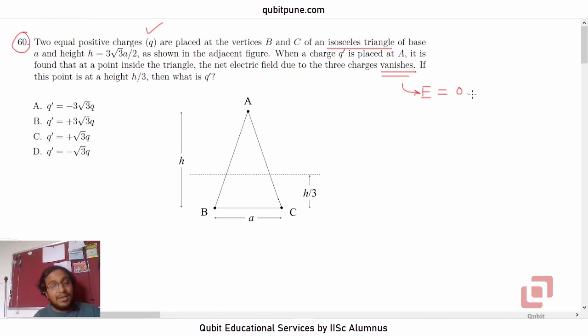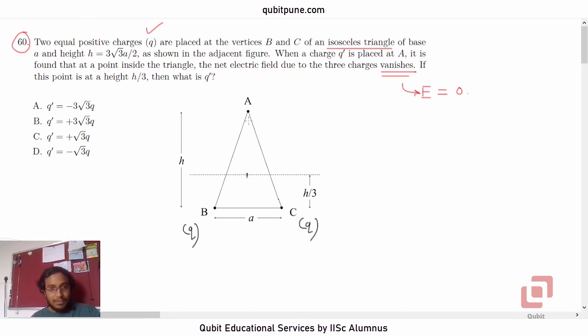If this point is at a height h by 3, then what will be Q prime? We have got four options. Two of them have negative charge and two of them have positive. We can actually eliminate the negative charges right away. I'll tell you how. At B and C we have got two positive charges, isn't it? And if at all there is any location inside where the field is zero, it has to be the midpoint of this horizontal dashed segment, right?